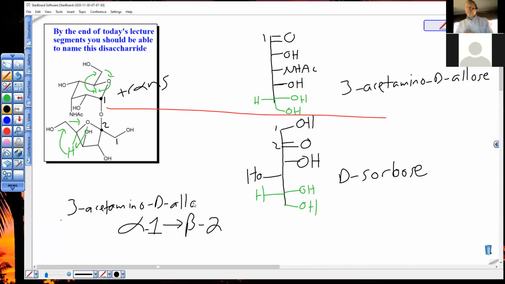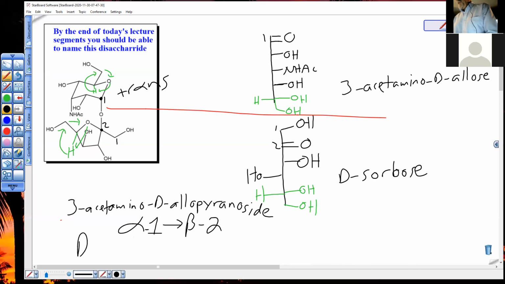1, is it a pyranose or a furanose? Ring size 6 is a pyranose. Now, is it a pyranose or a pyranoside? Is this a hemiacetal or an acetal? If it's a hemi, you go ose at the end, O-S-E. It is not a hemi, it is a full acetal. It ends with oside.